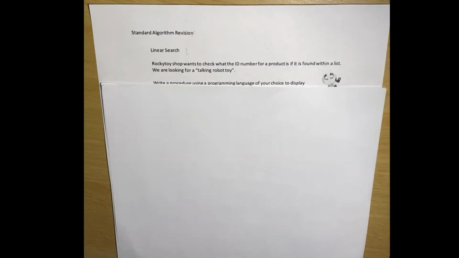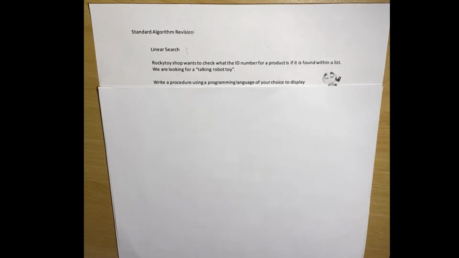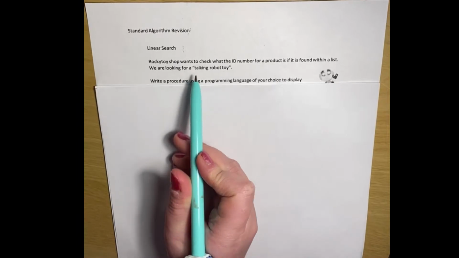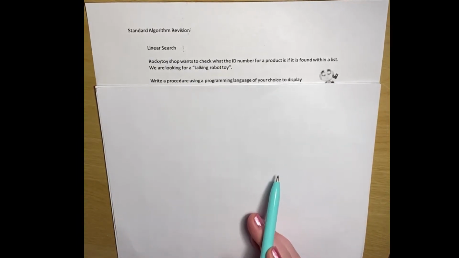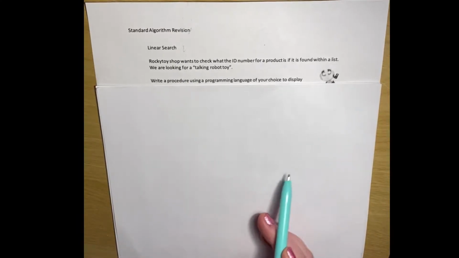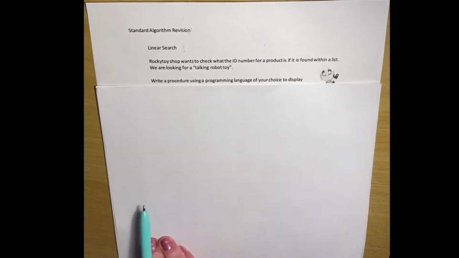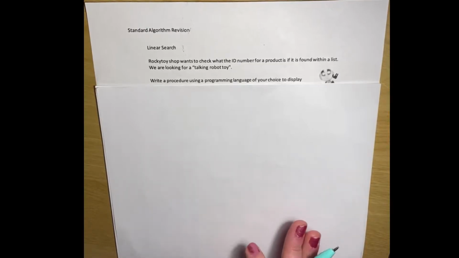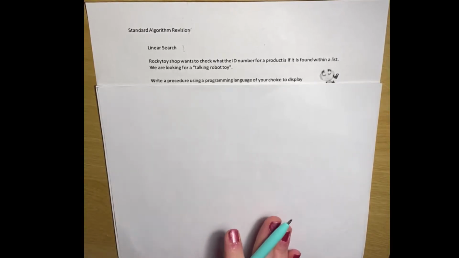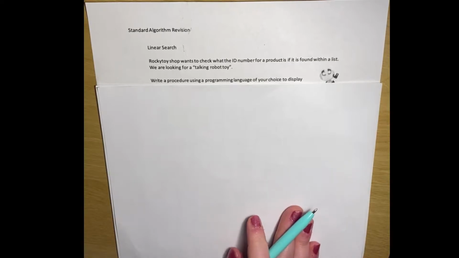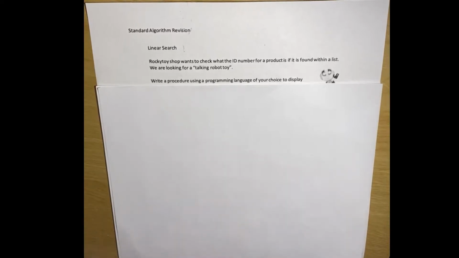So let's have a look at our wee scenario today. Our linear search is for the Rocky Toy Shop, which wants us to check what ID number it is for a product if it is found within the list. So we're looking for the product called Talking Robot Toy. We're going to be writing a procedure for this program in a programming language of our choice. A procedure means we don't necessarily need to return anything, we just need to display a message at the end to say whether we've found it or not.